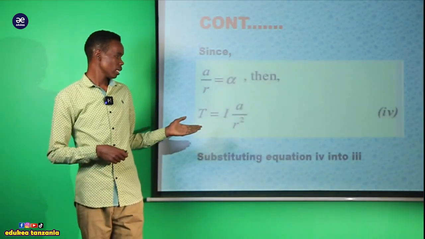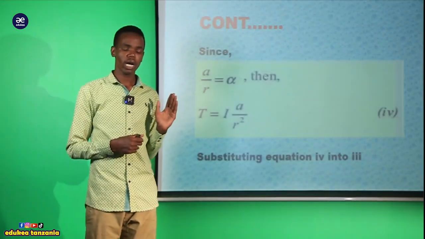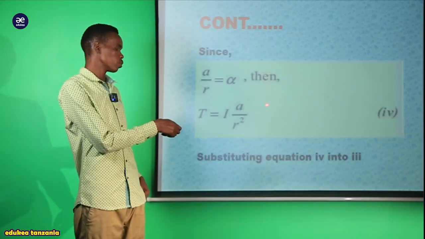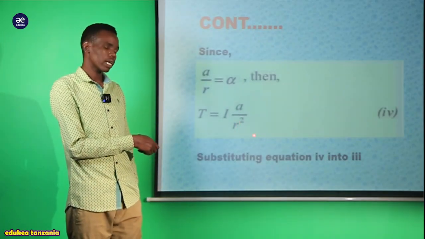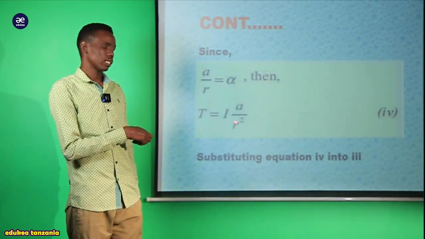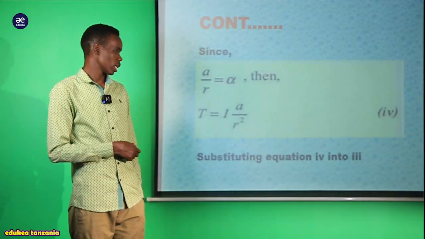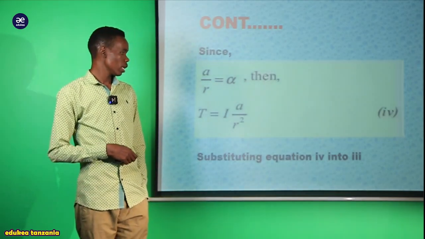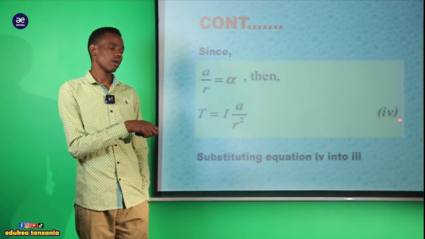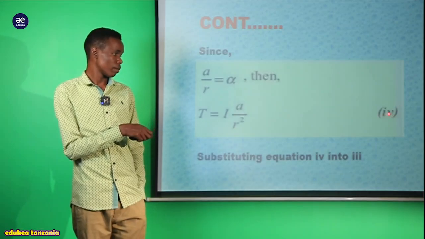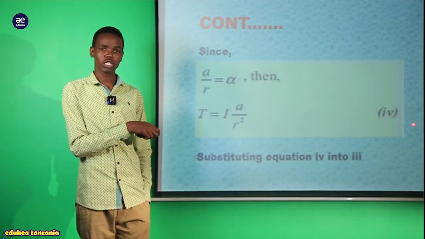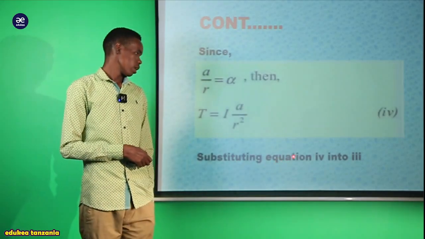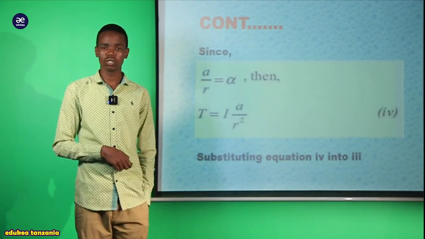So after getting tension equals to I, then we multiply it by A divided by R square, where A represented the acceleration and the R represented the radius, while this I represented the moment of inertia, and finally T could represent the tension. Now we could say that this might be our equation number 4, as we try to see. Now let us substitute equation number 4 into number 3.